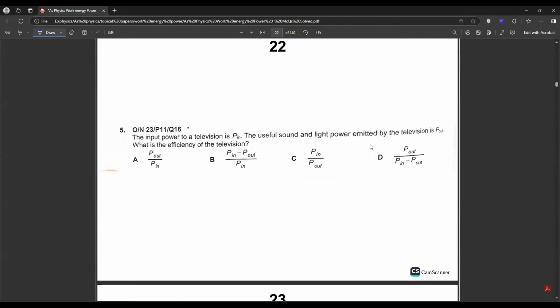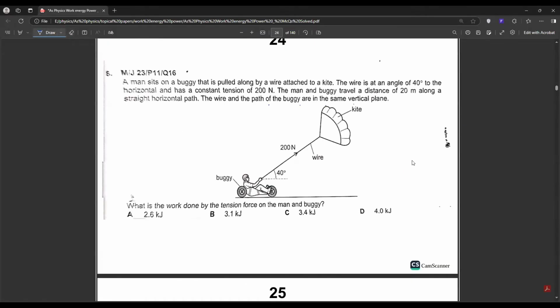The input power to a television is P in. The useful sound and light power emitted by the television is P out. What is the efficiency? P out over P in. A is your answer. 22's answer should be A. It is A. Let's further move ahead. Okay, let's read out this question.